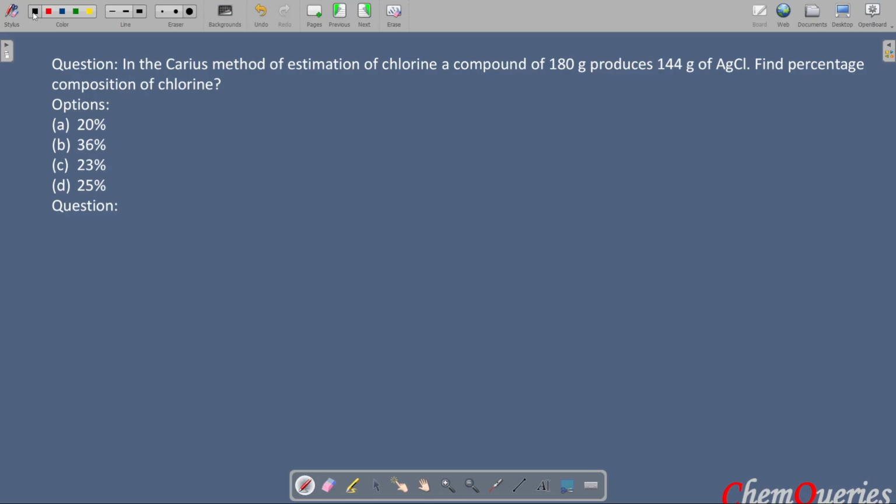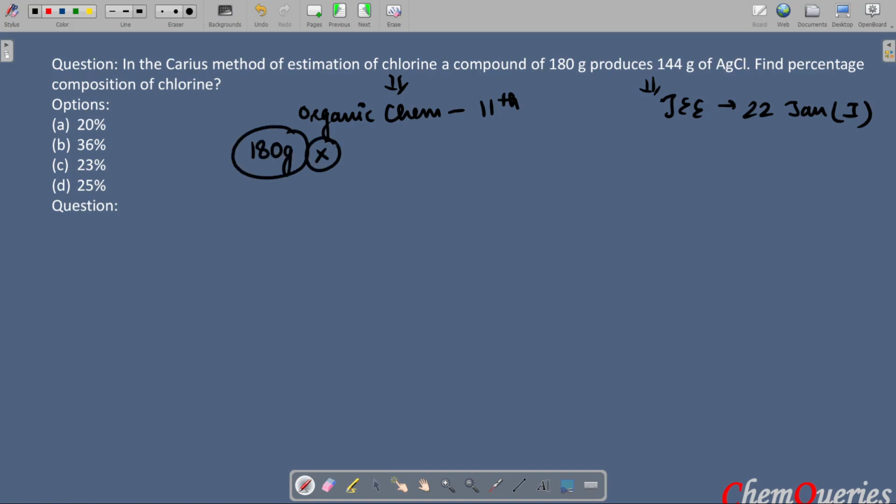So, this question came in the JEE Mains exam, on 22 January, shift 1, and this question belongs to organic chemistry, some basic principles and techniques which you studied in class 11th, and it's talking about quantitative analysis. So this is 180 gram of compound, which we will assume as X, and it forms 144 gram of AgCl, right?